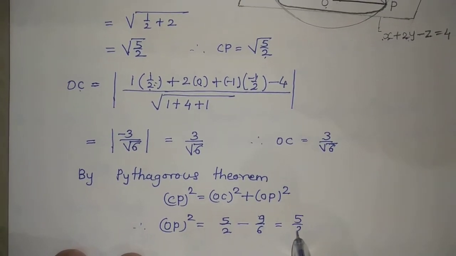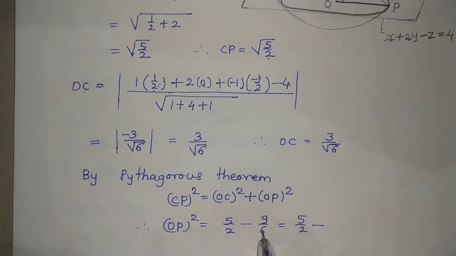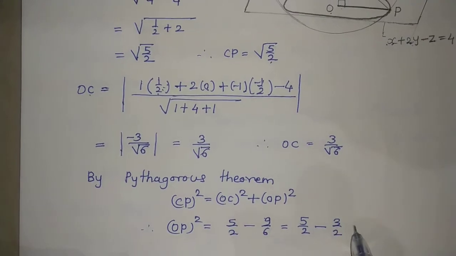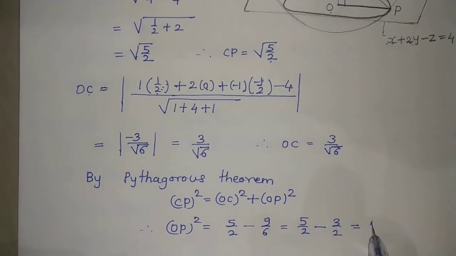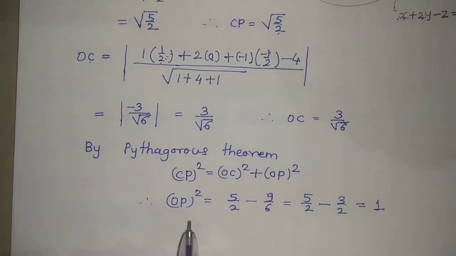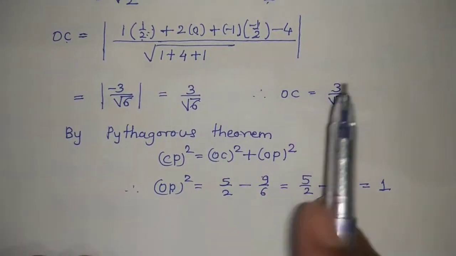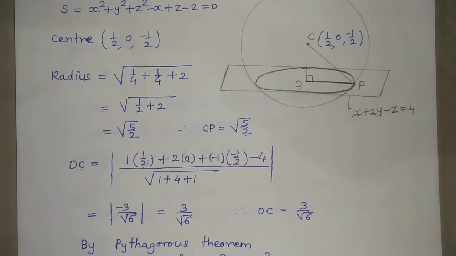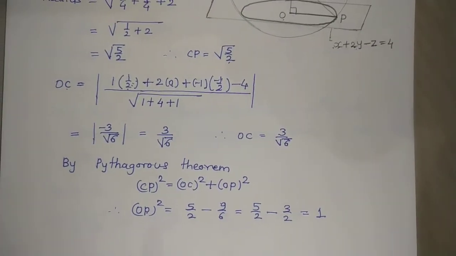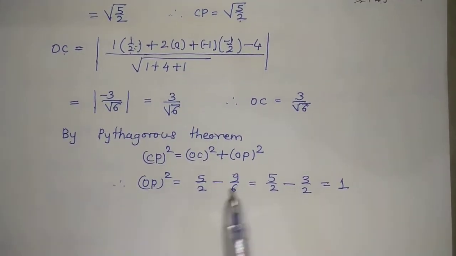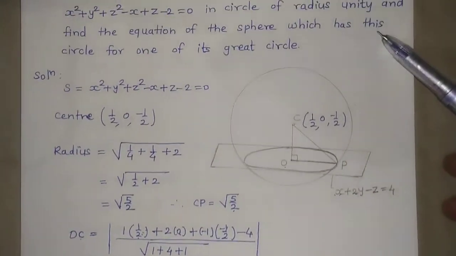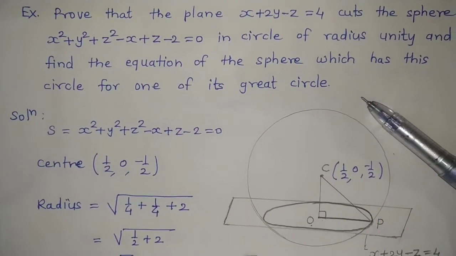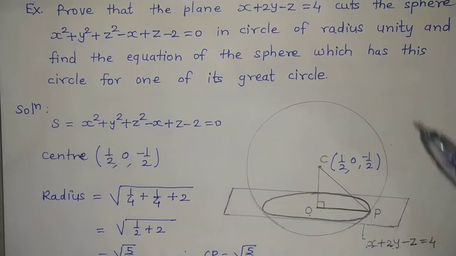So it is 5 by 2 minus 9 by 6, that is 3 by 2. So it is equal to 2 by 2, that is 1. So this is our first part, that is, the radius of this circle is what? Unity. Now we have proved the first part. Now what is the second part? You are asked the equation of this sphere which has this circle as one of its great circles.